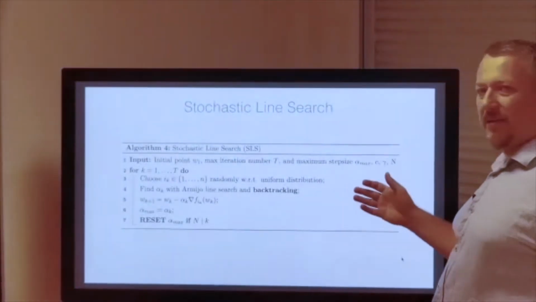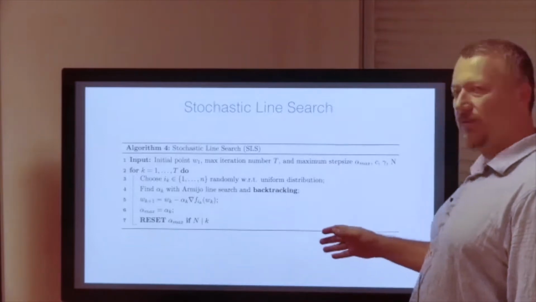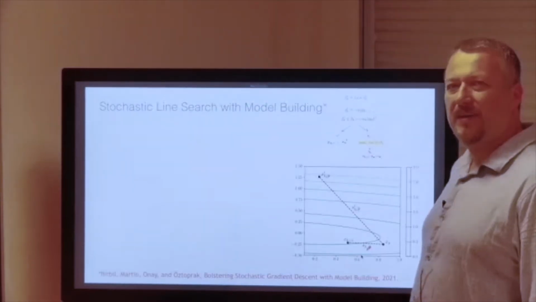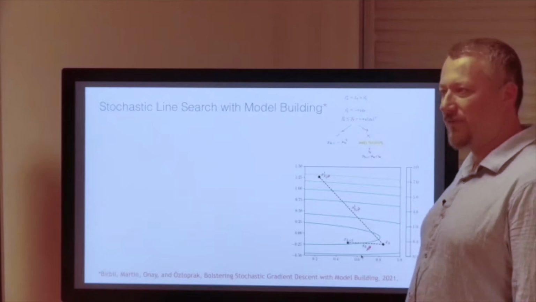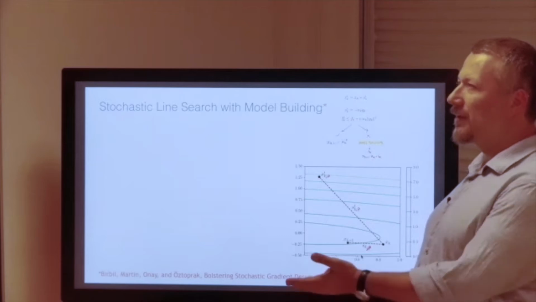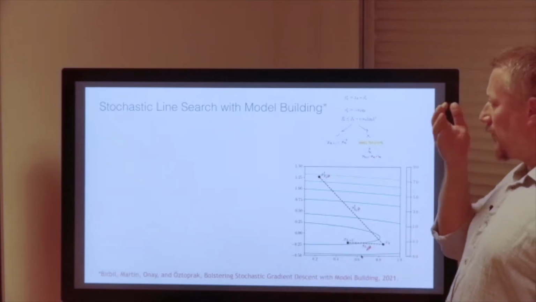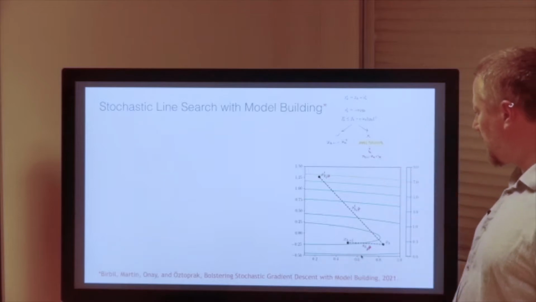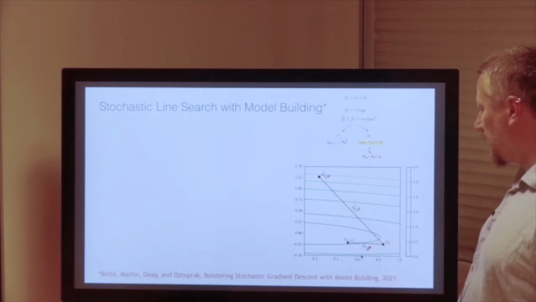So this was stochastic line search, and we looked at its performance, and we also looked at its theoretical convergence rate for non-convex objective functions, starting from a fixed step size. Then we talked about a variation of that, stochastic line search with model building. Again, this is a recent work by Birbil, Onay, and Öztoprak.